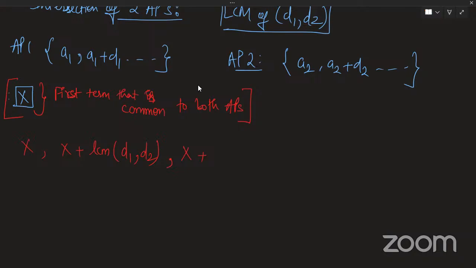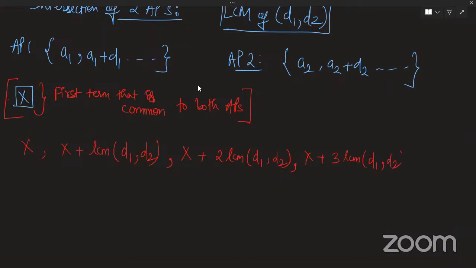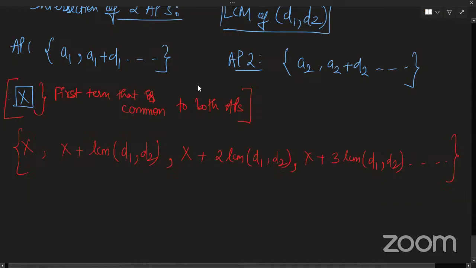So X plus 2 times LCM of D1 and D2, right? After that, X plus 3 times LCM of D1 and D2. Everyone knows what is LCM, right? Yes, sir.